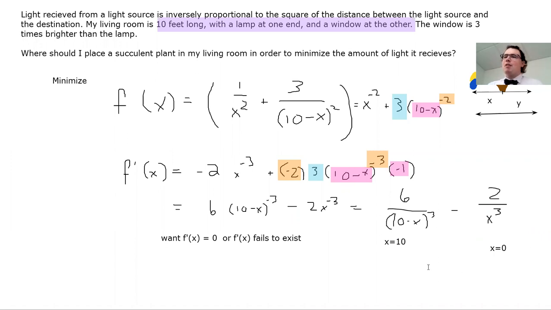So these are going to be two of my critical points, but remember that my f of x doesn't exist for x equals 0 and x equals 10. We saw that on the graph. So although these are critical values, they don't really make sense for this function here.